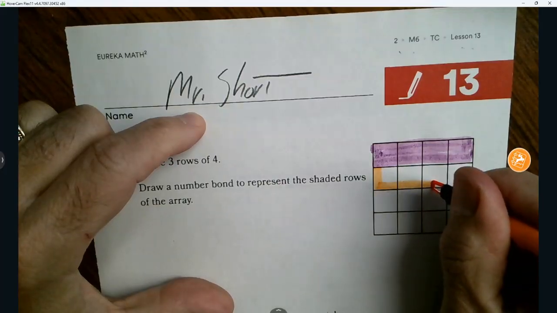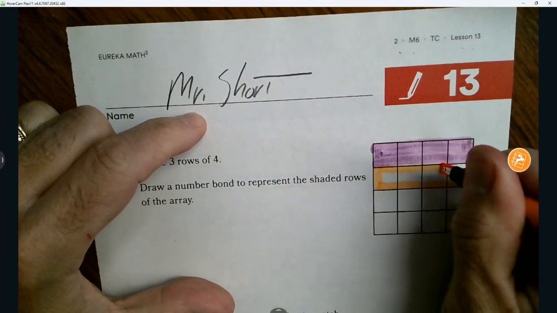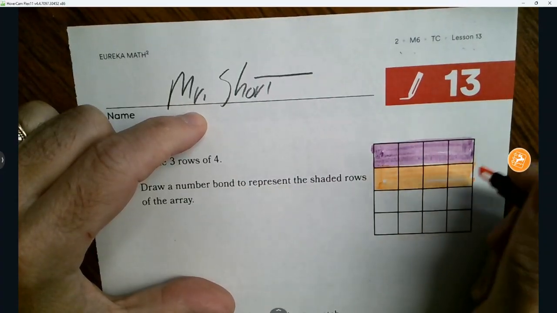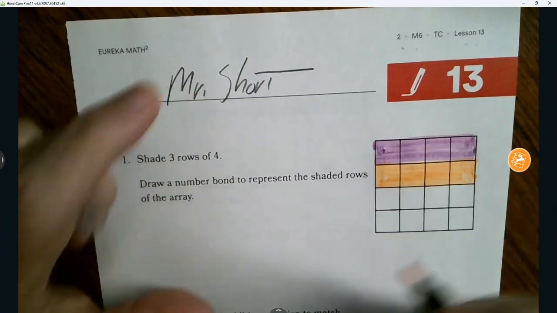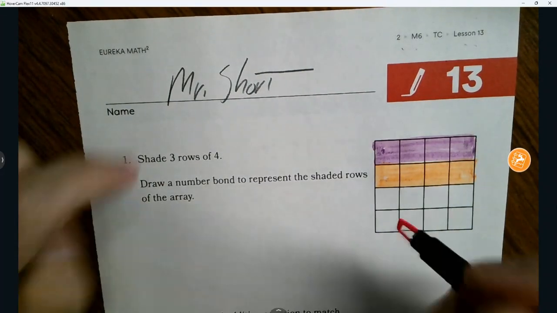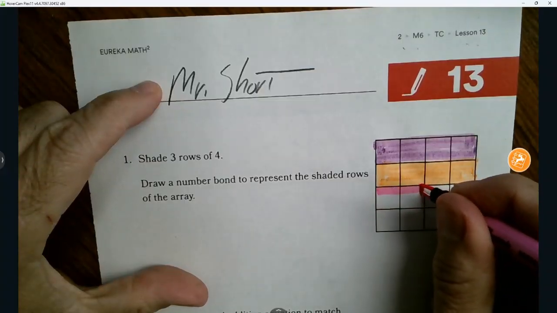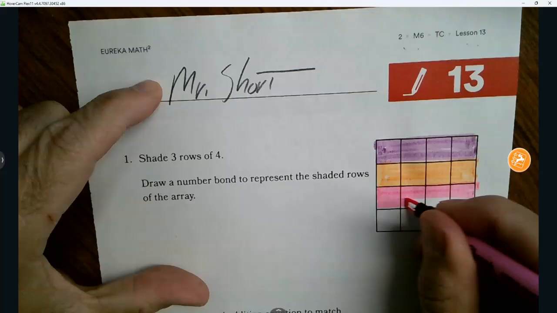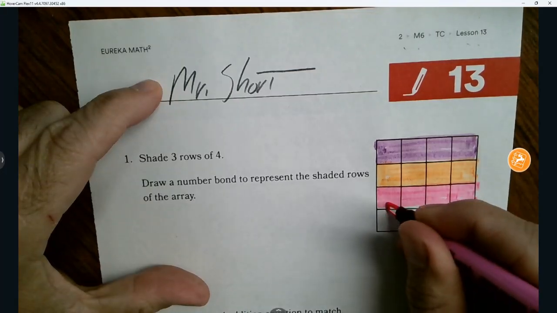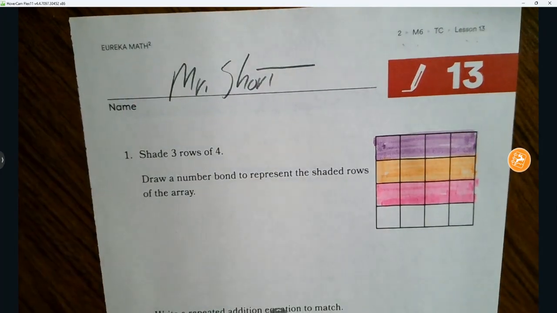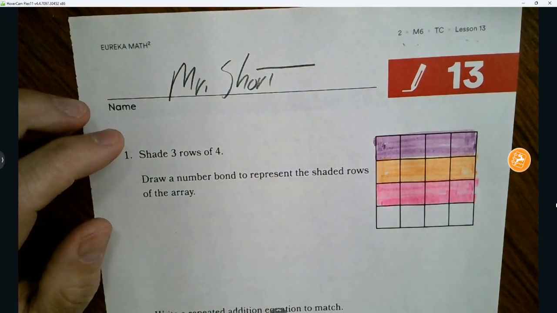All right, another one. I grabbed 3 highlighters because it said shade 3 rows of 4, just to make sure I didn't shade in too many, because I got excited that I get to use my highlighters again. There we go. 3 rows of 4.